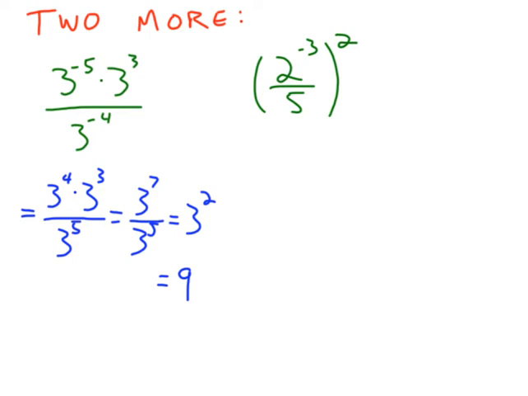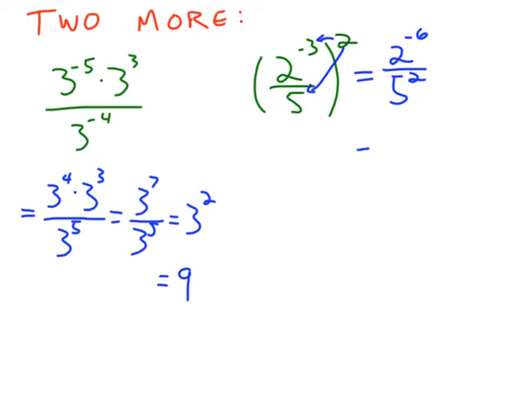Okay, and one final one here. 2 to the negative third over 5, and that whole quantity squared. Well, remember, we can distribute that exponent, so let's do that. So we have 2 to the negative third to the squared, so that'll be 2 to the negative sixth, and that's over 5 squared. Remember, that exponent goes to both pieces.